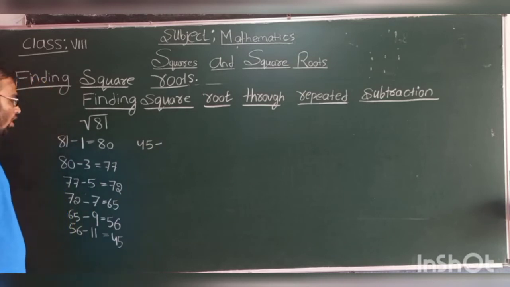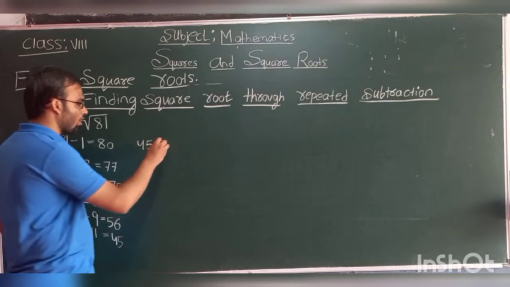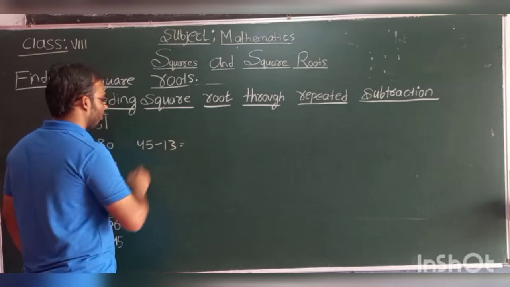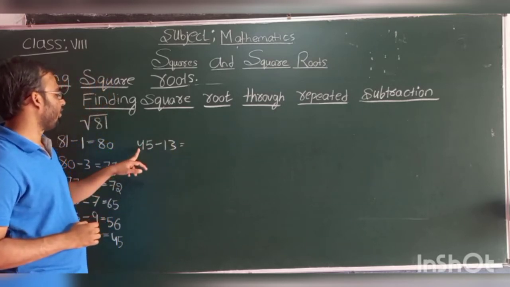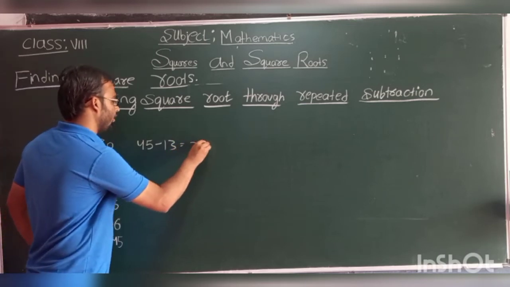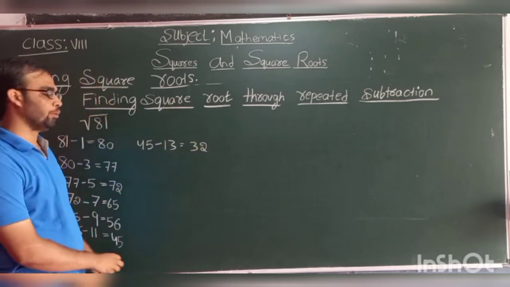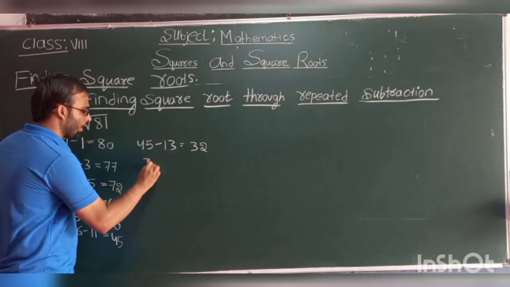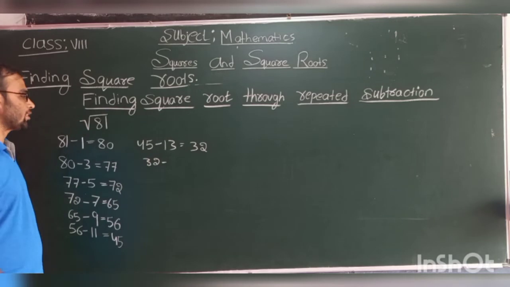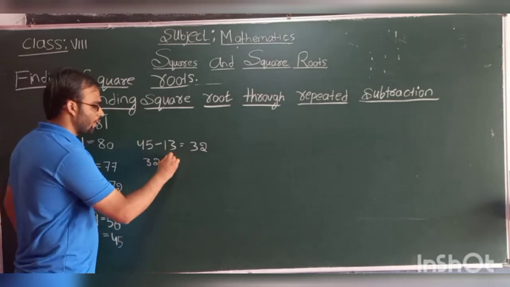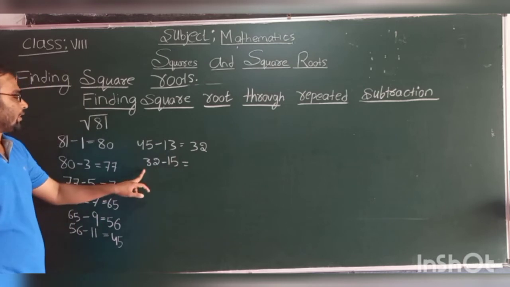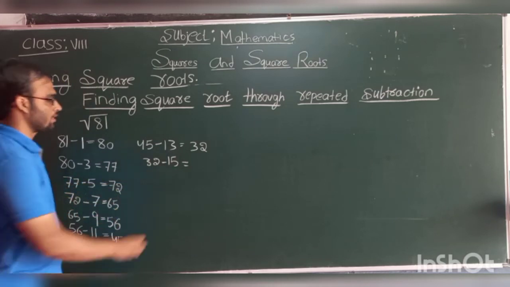Now subtract 45 by the seventh odd number. Which is the seventh odd number? 13. So here 45 minus 13 is what? 32. Now you take this 32. Now subtract with the next odd number. Which is the next odd number? 15. So here 32 minus 15 is what? 17.